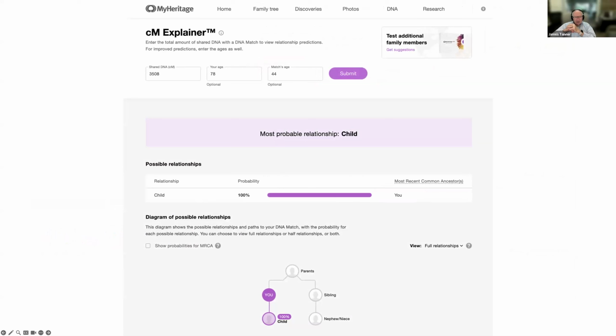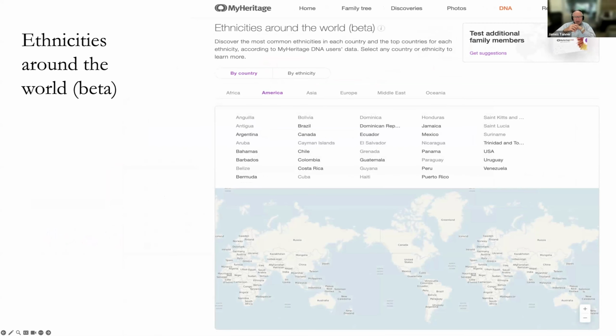So if we show that, then we have all of that information, and you have a probability of who that person is. Now, one thing that's happening is as MyHeritage is developing their worldwide, very, very extensive outreach with both DNA and with additional records and support for genealogy, they are getting more and more specific about ethnicities.